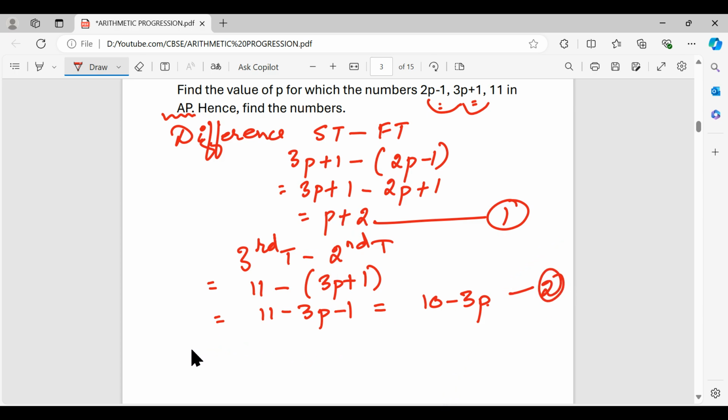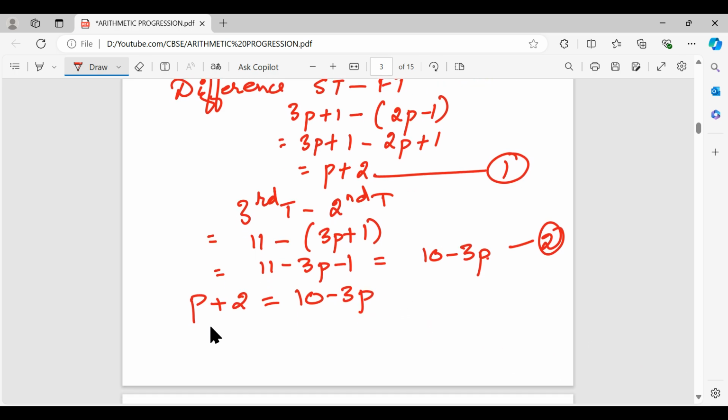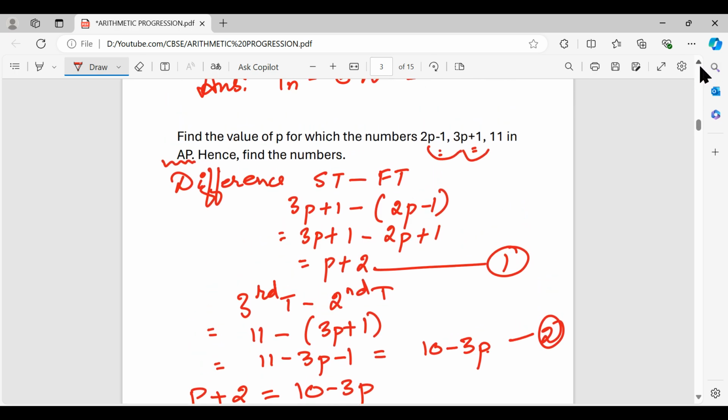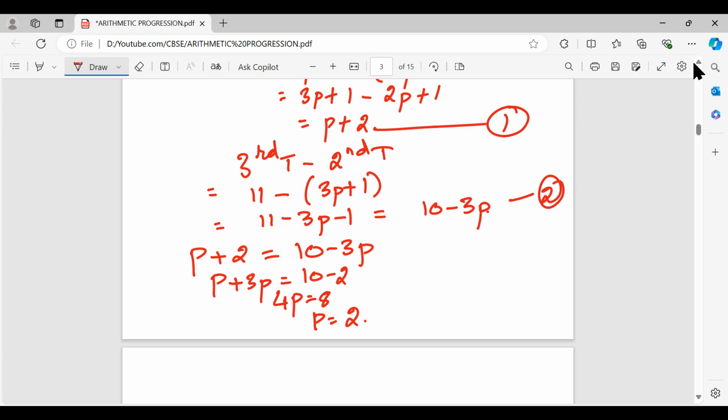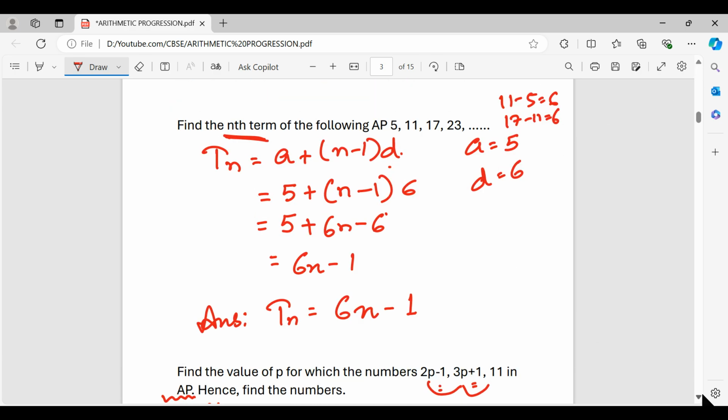So let's equate them. p plus 2 equals 10 minus 3p, and then let's simplify this. p plus 3p equals 10 minus 2, and that gives you 4p equals 8 and p equals 2. So see, your question was: find the value of p for which the numbers 2p minus 1, 3p plus 1, 11 are in AP. Hence find the numbers. So we got the value of p and now we can find the numbers easily.